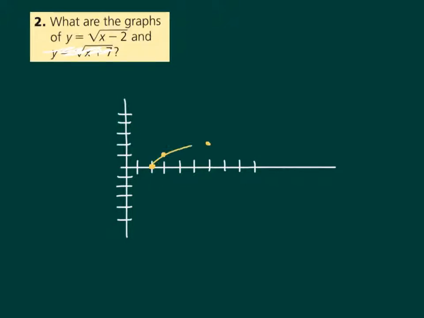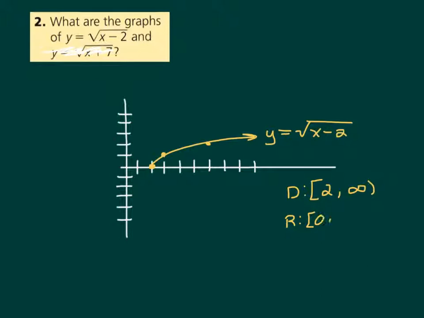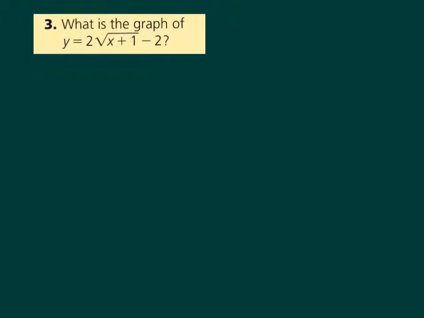There. So there's the graph, y equals square root of x minus 2. For this one, the domain has been shifted to the right 2. The range, however, has not changed, so it's the same range as our parent function. Here, we now have a horizontal shift, a vertical shift, and a vertical stretch.